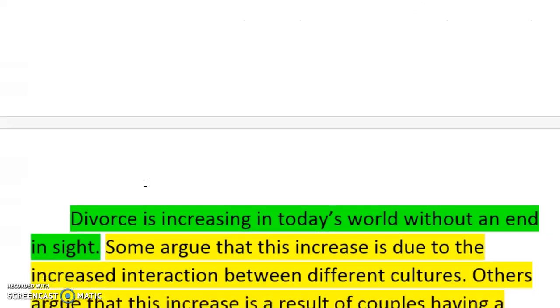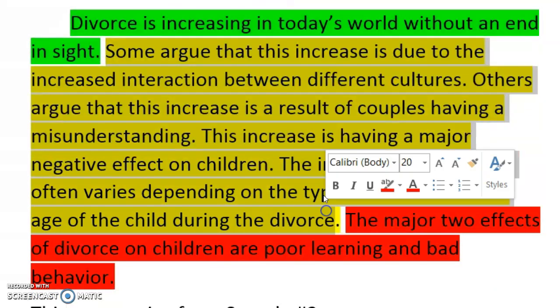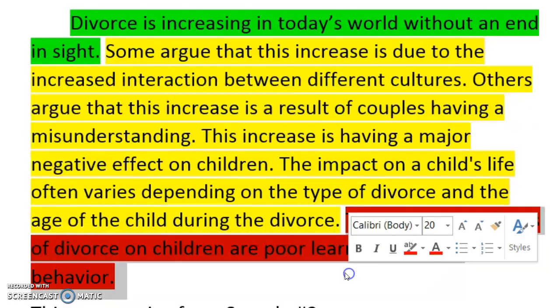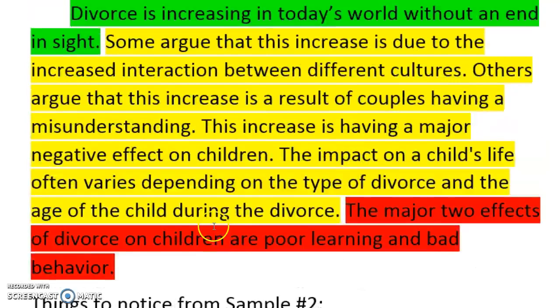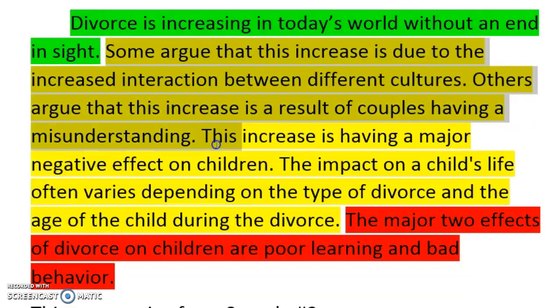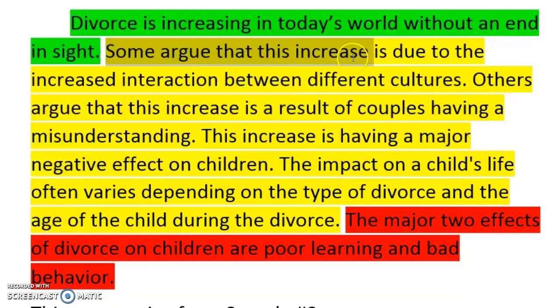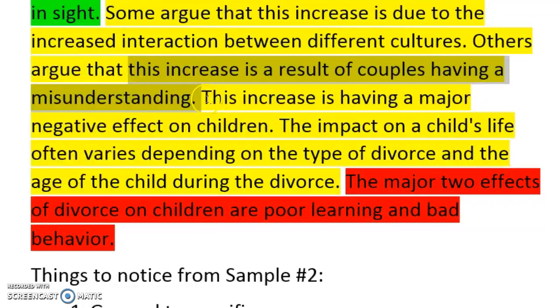So again, if we go back to the color coding, we have a nice hook at the top here, a big general fact nobody can argue with, and then he gives a lot of background information, and then most importantly, he gives a nice thesis. So things that I noticed in this one, again, he moves from general to specific, a fact about the world about divorce, and then he goes straight into arguments or people's opinions about divorce, which is also a great idea. So some argue that this is because of this. Others argue it's because of this. And then he shows the problem.